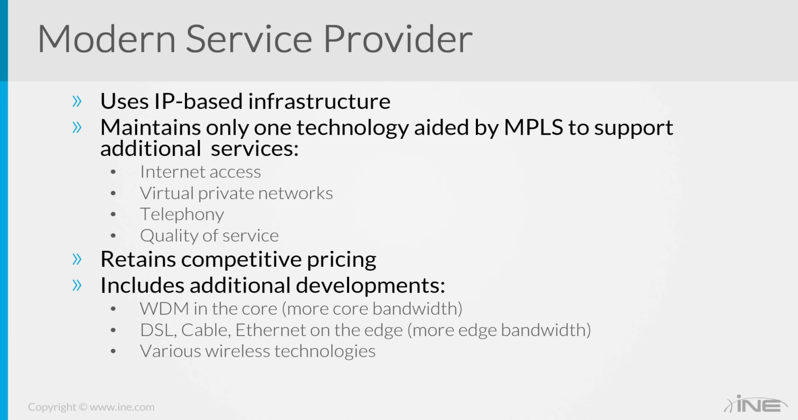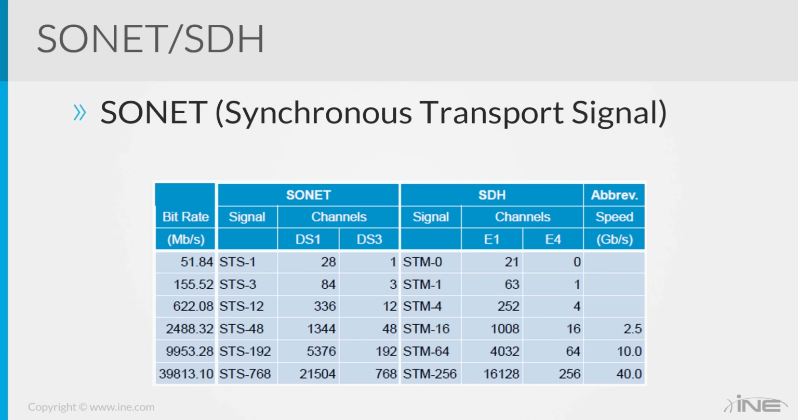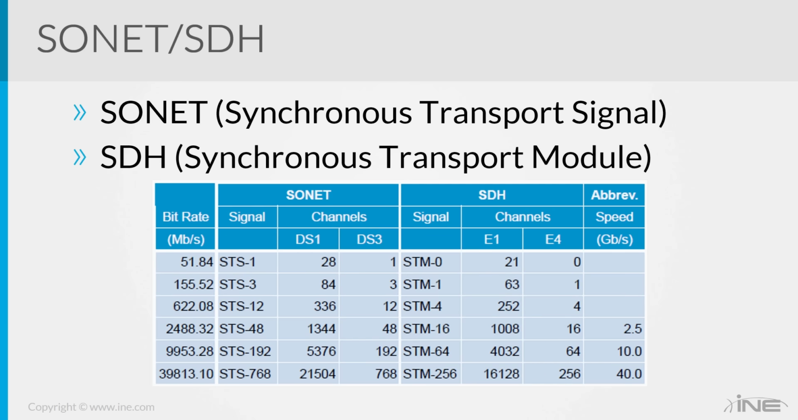Now, one of the cool things about these technologies you'll see is both SONET and SDH. Now, SONET is US based and SDH is European, and you can tell by the E1, E4 versus the DS1, DS3. Now, a DS1 basically is a T1, a DS3 is a T3, and at the end of the day, they both get the job done.